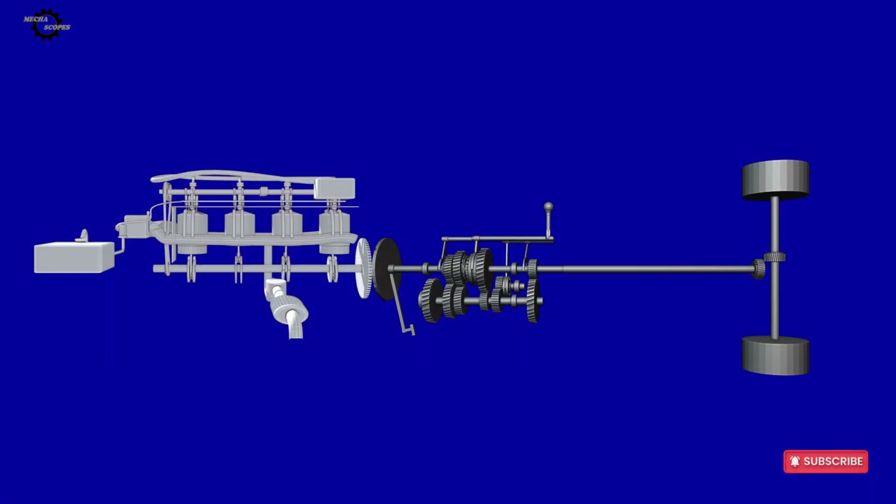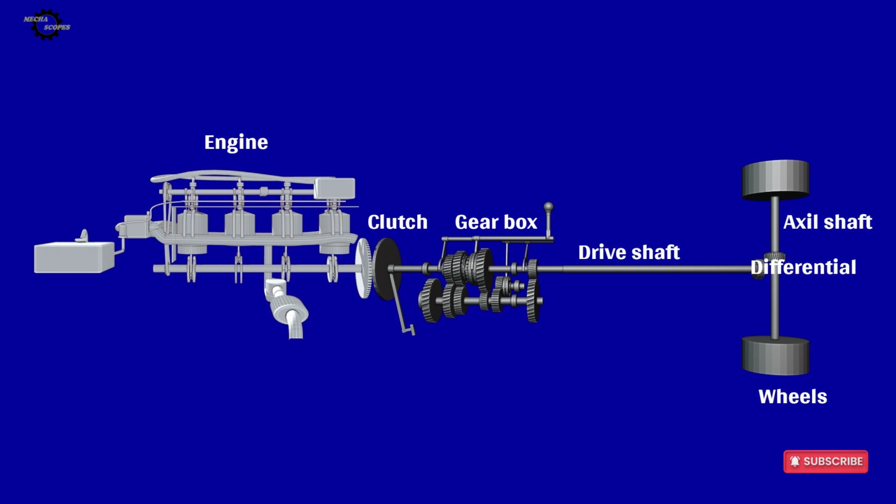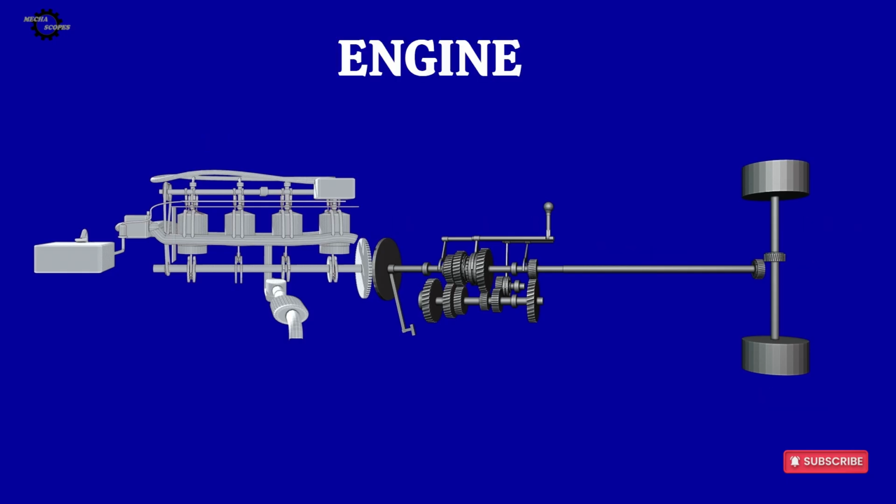In this model, we can see the complete drivetrain system of a vehicle. It includes the engine, clutch, gearbox, drive shaft, differential, axle shafts, and wheels. Each component plays a specific role in transferring power from the engine all the way to the road. Let's start with the engine.